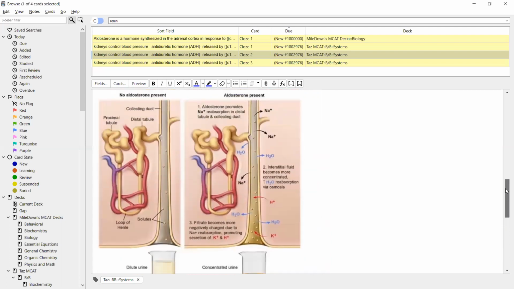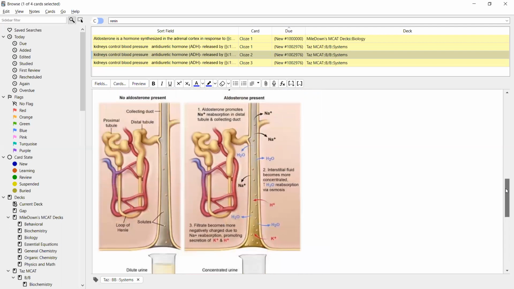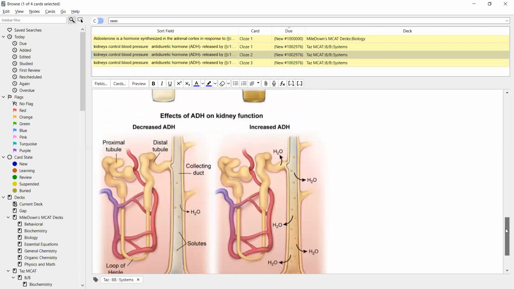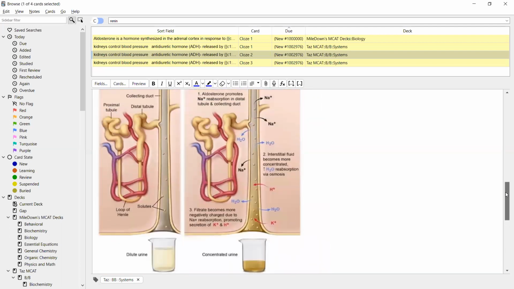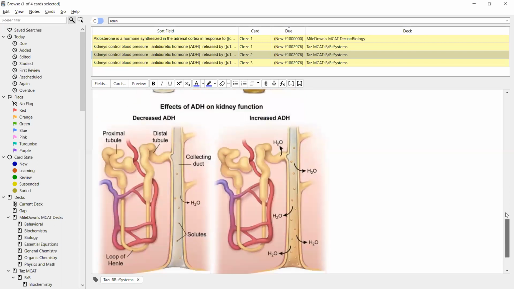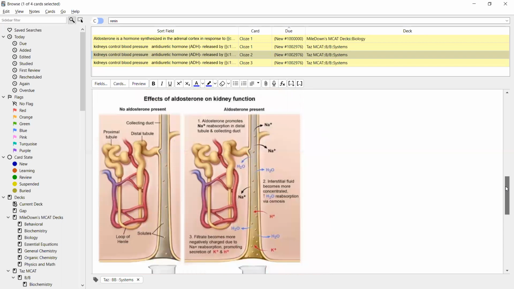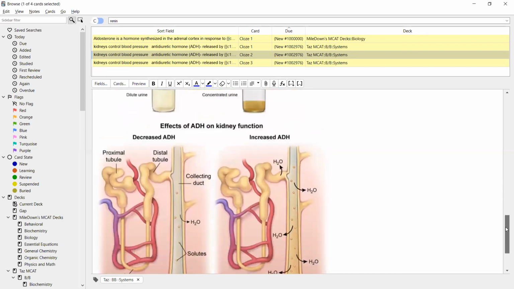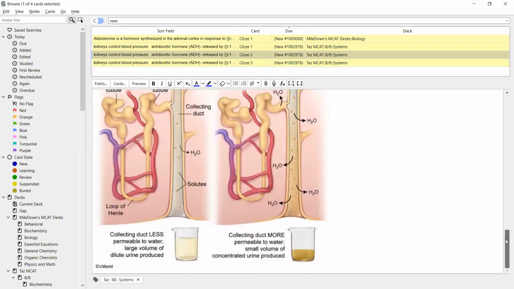So at the end of the day, we're taking water out and we're keeping it in our bodies, so we are going to increase our blood pressure. But the question is, are we doing it by keeping sodium or are we doing it without sodium? And that's simply it: aldosterone keeps the sodium, ADH does not keep the sodium. Does that make sense? That's the key difference.